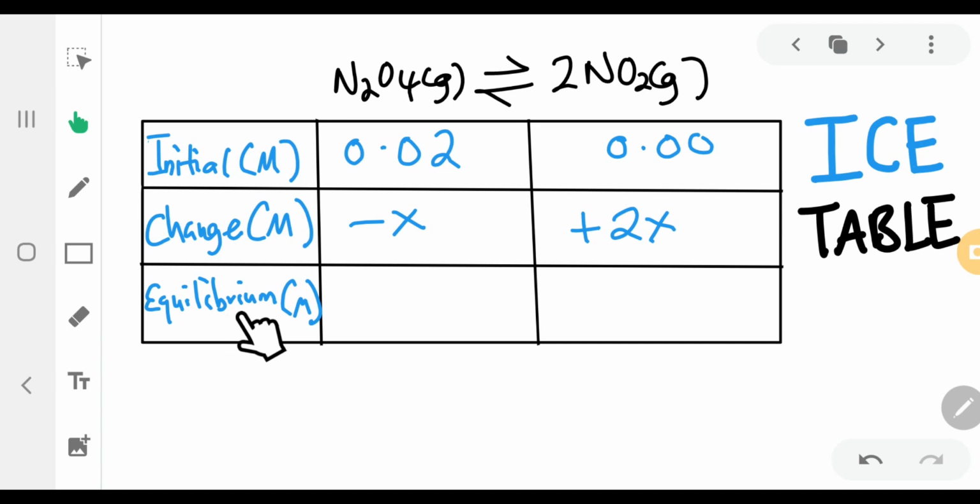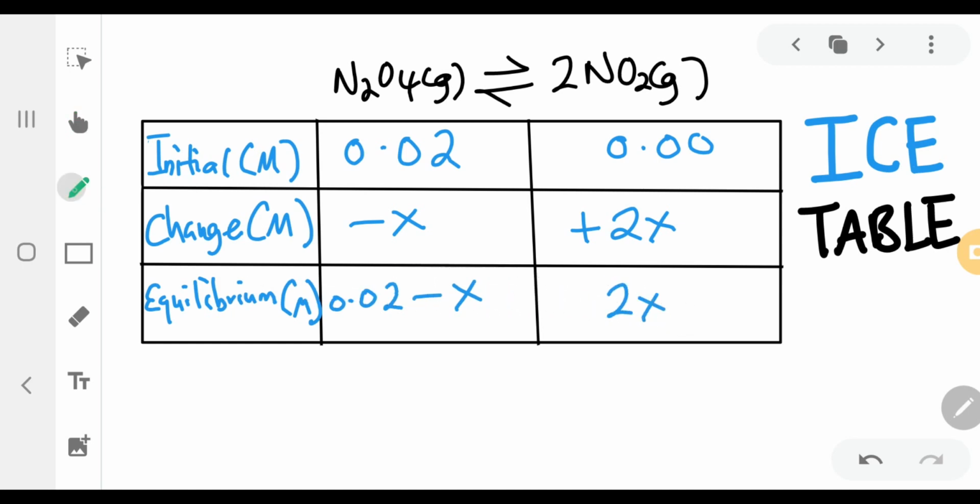Now, what about equilibrium? Writing this equilibrium is quite easy. You're going to take 0.02 here, the initial concentration, and you're going to minus x, so 0.02 minus x. And the one over here, you're going to have zero concentration plus 2x. Therefore, you're going to have 2x, because when you have 0 plus 2x, you get 2x. At this point, you don't have to put the sign any longer, because this is already worked out with whatever you have on top. The sign on top is important because you want to show that NO2 is increasing in concentration. Now we have filled in your ICE table.